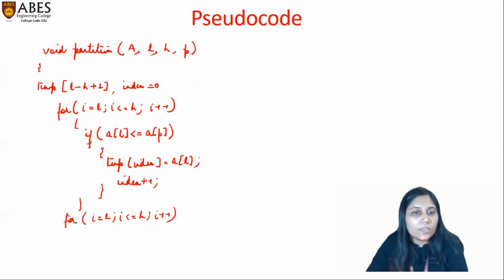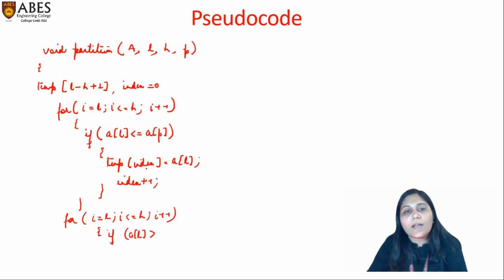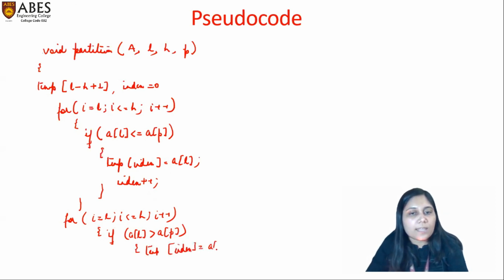Now again I'm applying the condition: if A of L is greater than A of P. Equal to I have already included before, so I'm not going to use it over here. So what I'm going to do is write in my temporary array, wherever my index is, I have to put this A of L, and index plus plus.